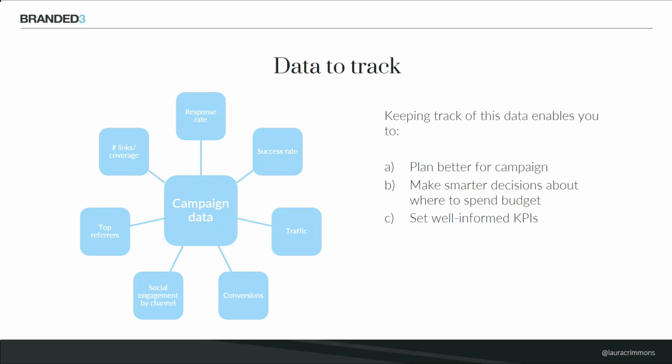And then finally, in terms of setting well-informed KPIs, obviously you've got to start from somewhere for campaigns. But say if you've run 5 quizzes before, you'll start to know on average what type of link number, what type of social number, what type of traffic number you get. So you can set better KPIs that are more achievable and realistic. So it's really important to do that.